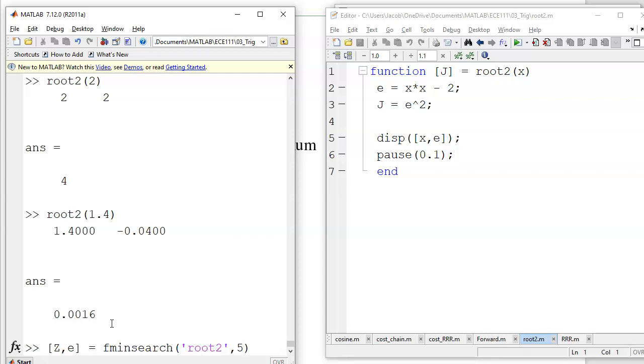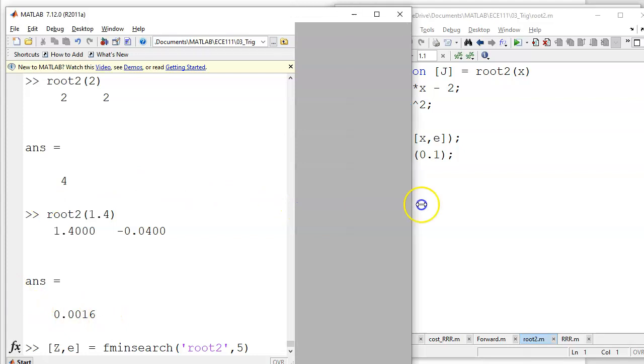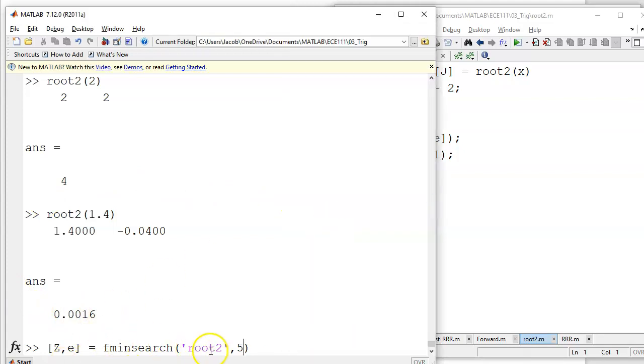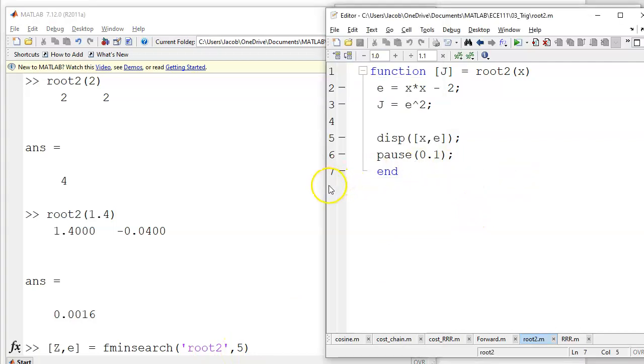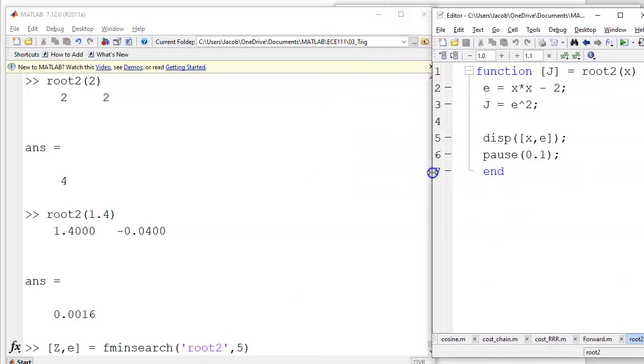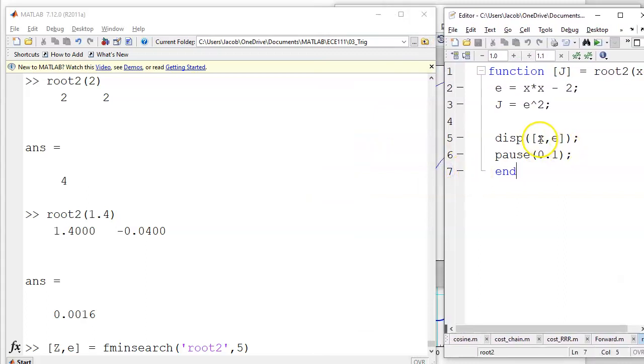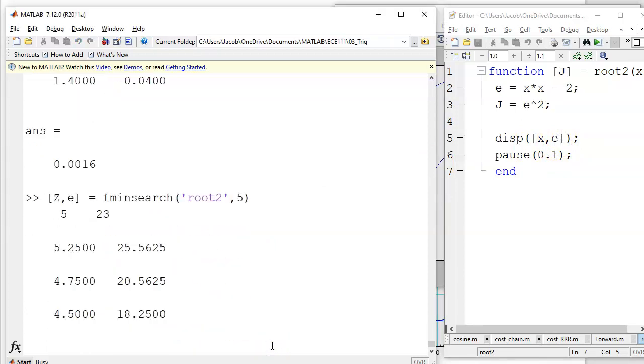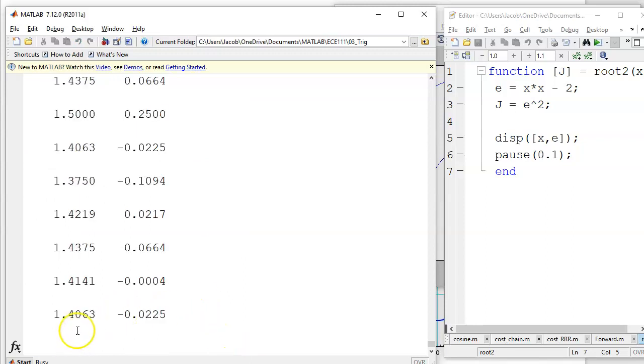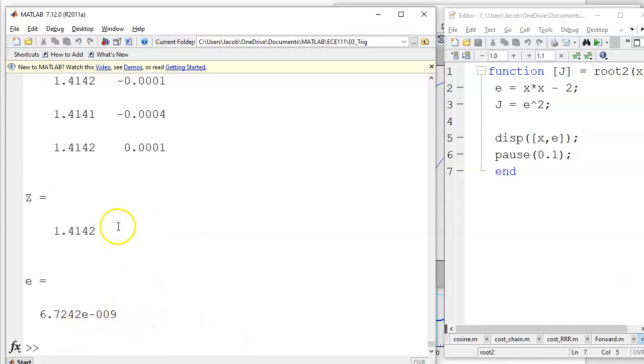And what root2 does, it follows this format for fminsearch. I want to minimize this function. There's my initial guess. And what it's going to do is, as I guess again, I'll display for each guess the guess and the error, minimize E. So when I run this, there's the guess, there's the error, and eventually it finds the answer is 1.4142, and there's the sum squared error. Close to 0.